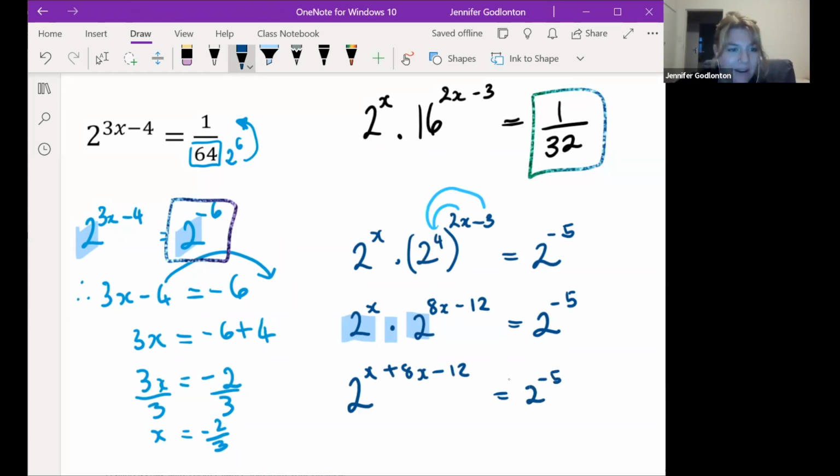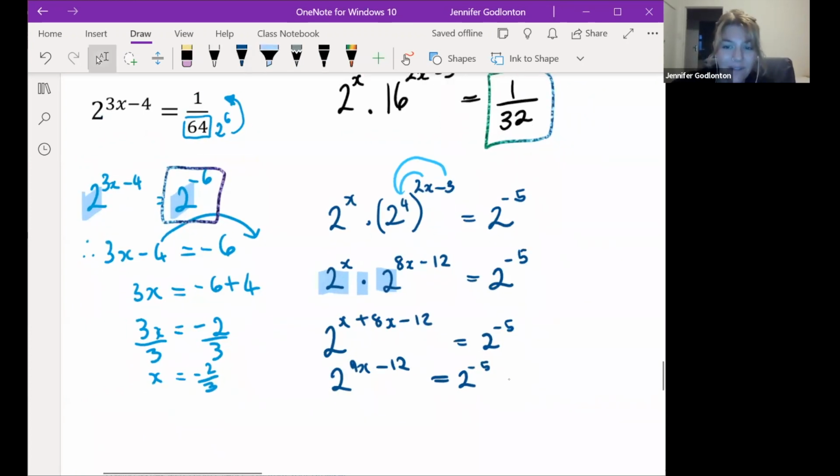So in this case, we don't need to worry about the fact that it's over 1 because anything divided by 1 is just itself. So we don't need to write it in. I'm going to simplify that. So we have 2 to the power of 9x minus 12 is equal to 2 to the power of negative 5. Now our bases are the same, and so our exponents are the same.